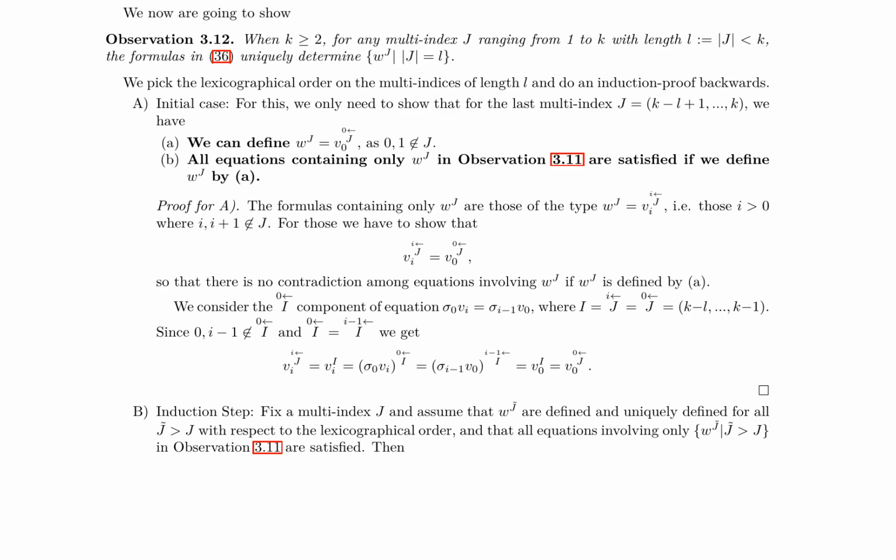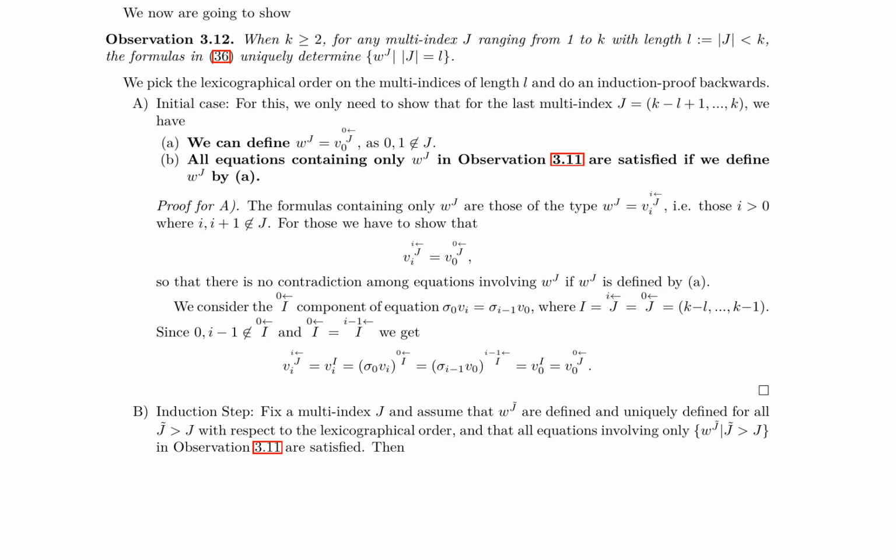By utilizing the properties of 0, I1 element of 0 from I and 0 from I equals I1 from I, they show that v from ji equals vi equals sigma 0v, 0 from I equals sigma I1 version 0, I1 from I equals vo equals v0 from j0.